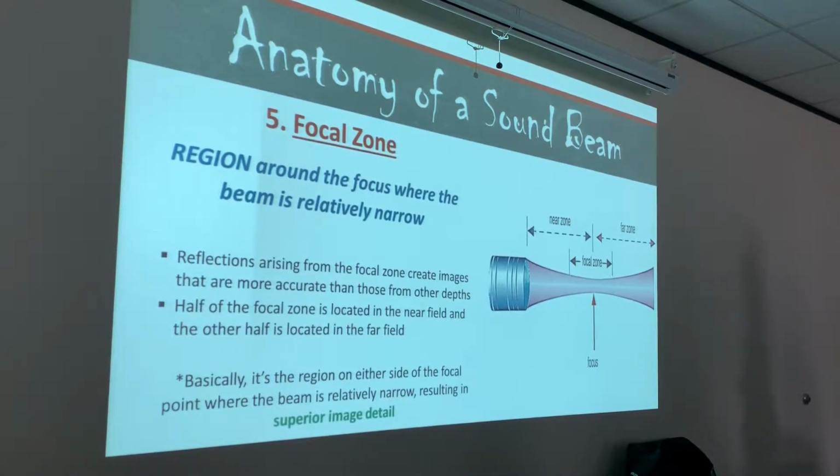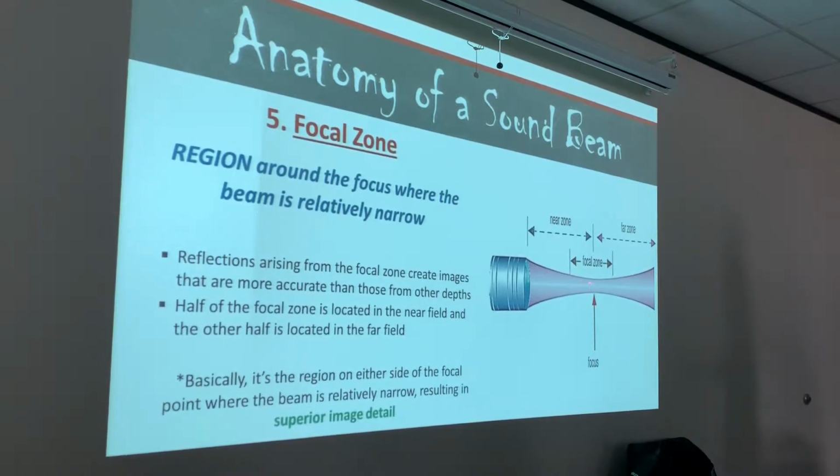So half of the focal zone is located in the near field, the other half is located in the far field. Okay? So if our focus is, let's say, 10 centimeters deep, from the transducer to the focus, that's 10 centimeters. That means some of our focal zone is going to be where the beam is relatively narrow.